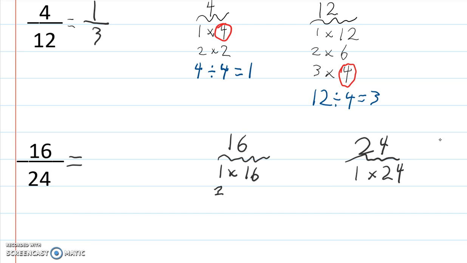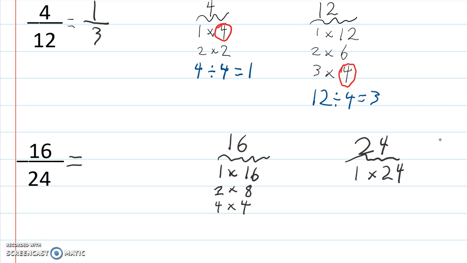So 1, 2. 2 times what equals 16? 8. 3. 3 times what equals 16? Oh, doesn't work. So then I'll erase that. 4. 4 times what equals 16? 4 times 4. And since this number is the same size as this number, I can stop. Or if it were smaller, I could also stop. Okay.